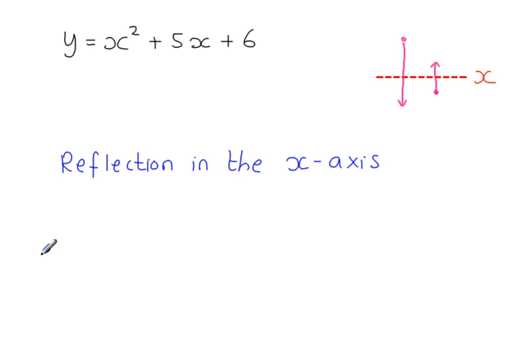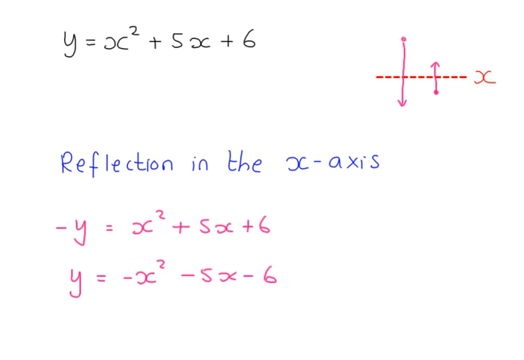And because the y values change sign, I'm going to replace the y with -y. And then the same equation as what we've got here on the right hand side. And if I change the signs throughout, because you wouldn't leave an equation in this form, minus y is equal to, you want to have it as y is equal to. So changing the signs throughout, that becomes minus x squared minus 5x minus 6.